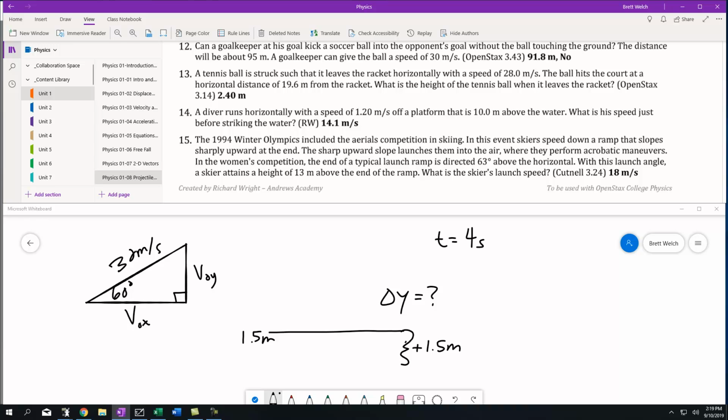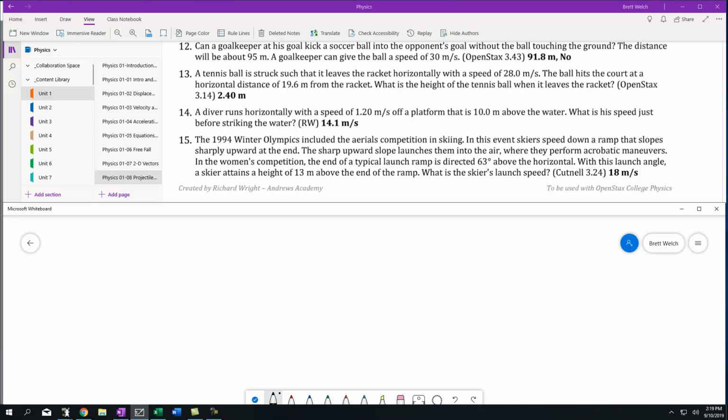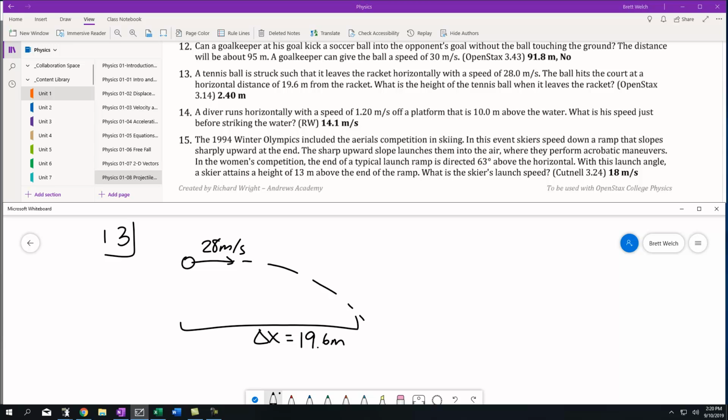So if we look real quick at number 13, again, we're just trying to give you a little bit of help, a little structure to support you with it. It says a tennis ball is struck such that it leaves the racket horizontally, there's the ball, with a speed of 28 meters per second. The ball hits the court at a horizontal distance, delta x, of 19.6 meters. And what is the height of the tennis ball when it leaves the racket? We're looking for delta y.